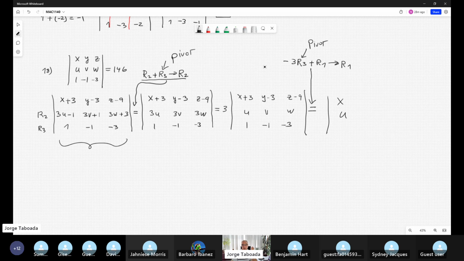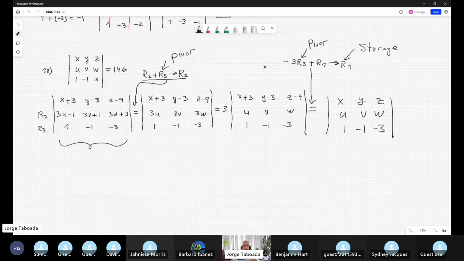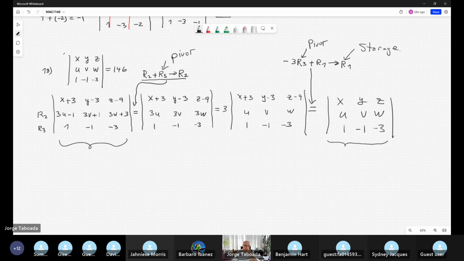The rest I copy: u, b, w, 1, negative 1, negative 3. The only row I change is row 1. This is the stored row. It's obvious that when you multiply negative 3 and negative 1 together, positive 3 minus 3 is 0. So y alone, and negative 3 times negative 3 is positive 9, and positive 9 minus 9 is 0. Then, wow, at this moment, I can see that this is exactly the same as this.